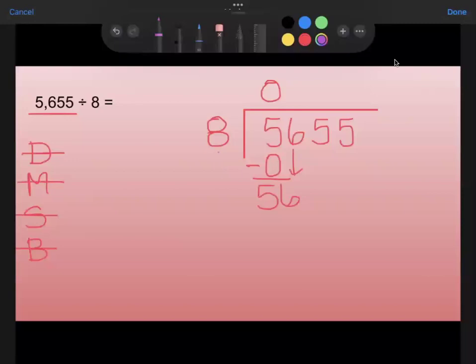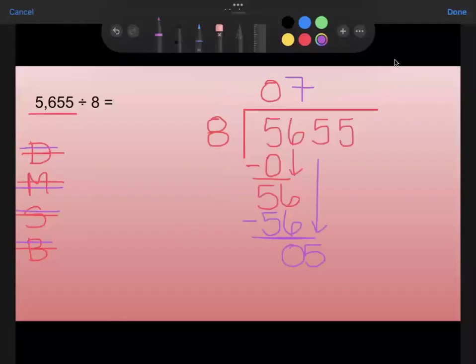I'm going to ask myself how many times 8 fits into 56. Well, I know that 8 times 7 is exactly 56. So I think that's going to work. And I'm going to put that up there and cross off the division step. Next step is multiplication. So I'm going to multiply the number I just put on the top times the number on the outside, and that is exactly 56. So I'm going to go ahead and cross that off. Next step is to subtract. So I'm going to subtract those two numbers, and I get 0 left over. Next step is to bring down. So I'm going to bring down that other 5 and place it right there.